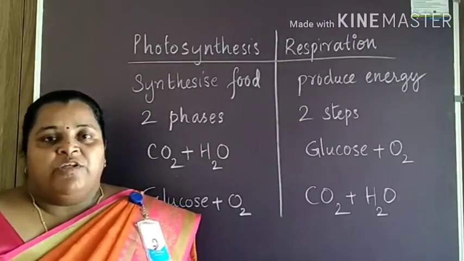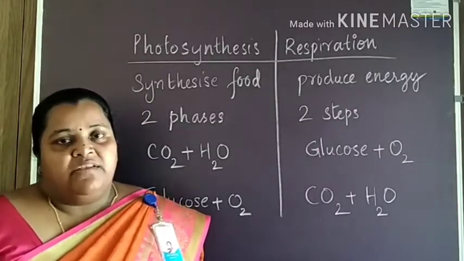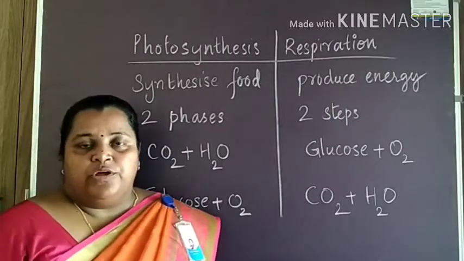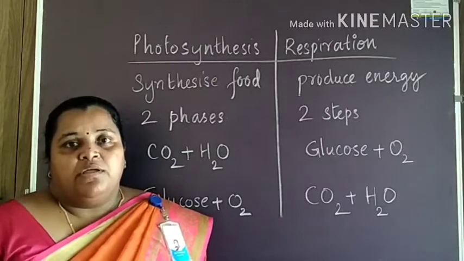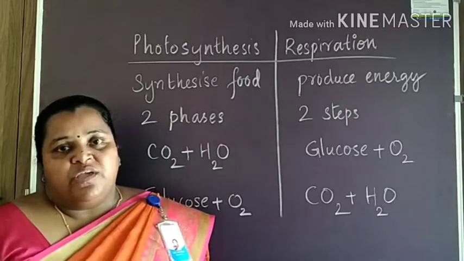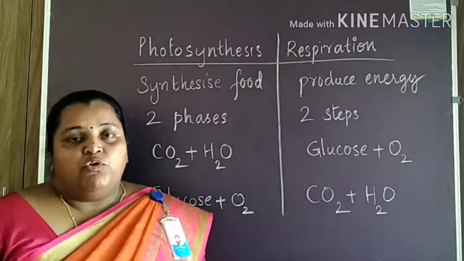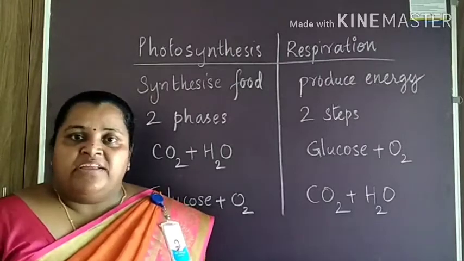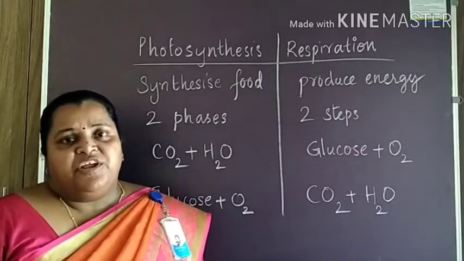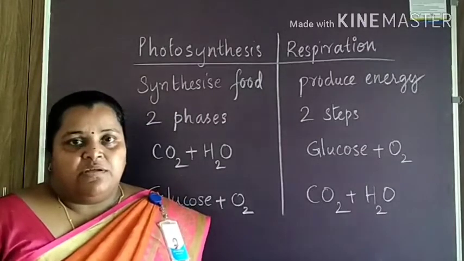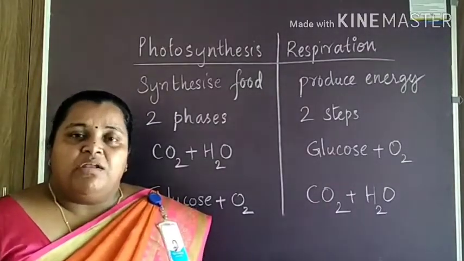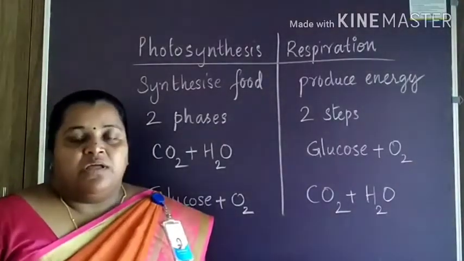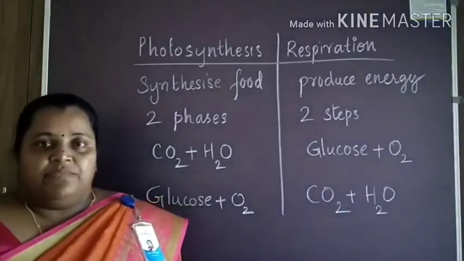Now we will discuss the relation between photosynthesis and respiration. During photosynthesis, plants synthesize food. During respiration, food is utilized to produce energy. Photosynthesis takes place in 2 phases, dark reaction and light reaction. Respiration also takes place in 2 steps, breathing and cellular respiration. In cellular respiration also there are 2 steps, glycolysis and Krebs cycle.